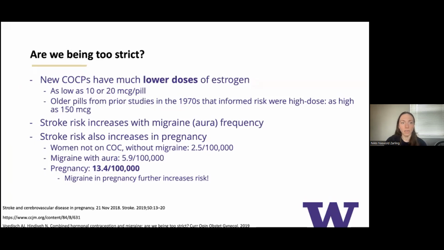We also know that individual stroke risk depends on some patient factors, like someone with infrequent migraines with aura is at lower risk because the stroke risk is correlated to migraine frequency. The other reminder I want to share is that stroke risk also increases in pregnancy. So a woman not on a pill without a migraine has a baseline risk of 2.5 per 100,000. Migraine with aura is 5.9 per 100,000, and pregnancy is actually double that, 13.4 per 100,000, and migraine in pregnancy further increases risk.